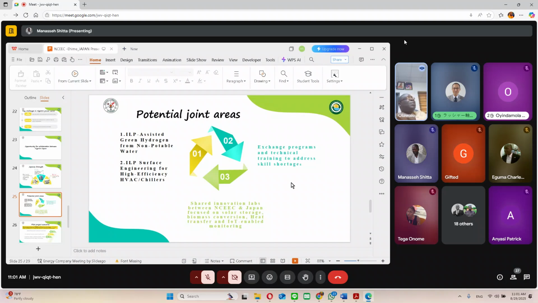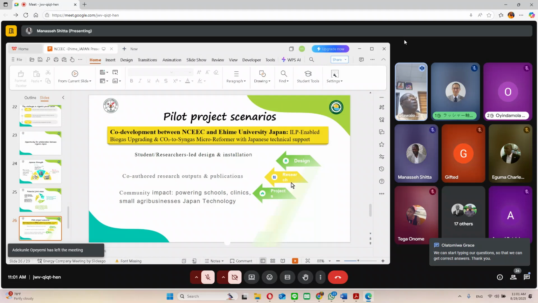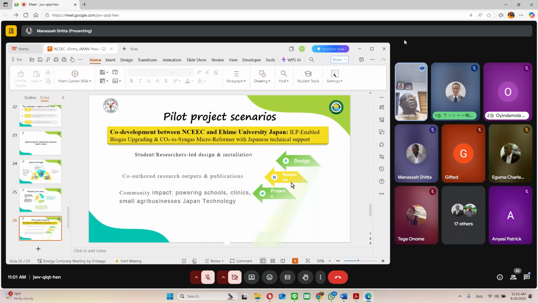And then pilot project scenarios: co-development between NCEC and Ehime University, Japan, where we can discuss all these things that we are speaking about. The CO2 to syngas micro reformer with Japan technical support, student researcher-led design and installation, co-authored research outputs and publications and patenting, community impact, empowering schools, clinics, small agro businesses, based on Japan technology, and so forth. These are areas we feel that we can work together.